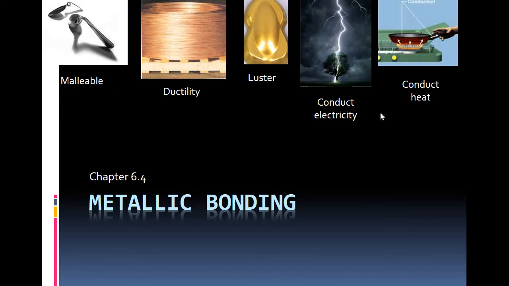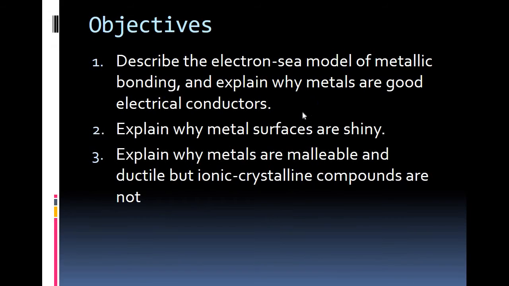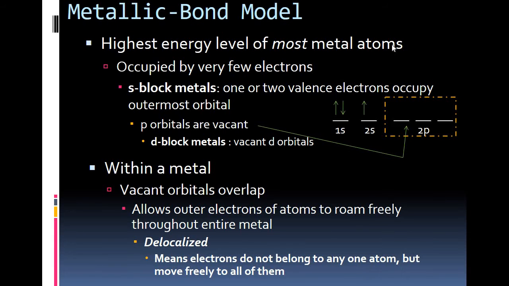You can see all the different properties of metals. We remember malleable, ductile, luster. They conduct electricity and they conduct heat. This type of bonding is going to explain those 5 properties. So our objectives, we're going to describe the electron sea model of metallic bonding and explain why metals are good electrical conductors. We're going to explain why metal surfaces are shiny. We're going to explain why metals are malleable and ductile, but ionic crystalline compounds are not. All right, let's go ahead and start with the metallic bond model.